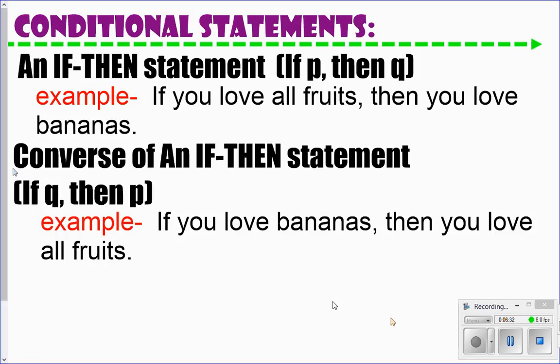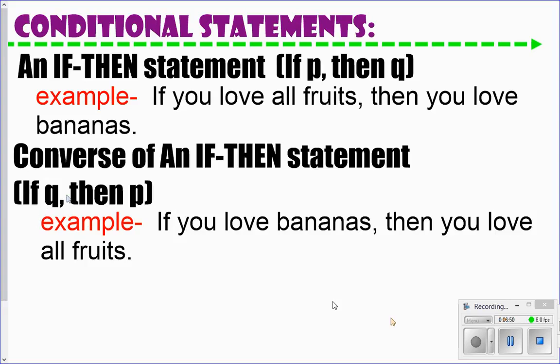So that would be true. If I love all fruits, then I love bananas because bananas are a fruit. So that's a true statement. That conditional is a true statement. We can also sometimes look at what's called the converse of an if-then statement. The converse, notice what happens, it flips.